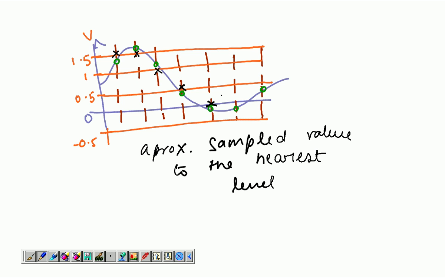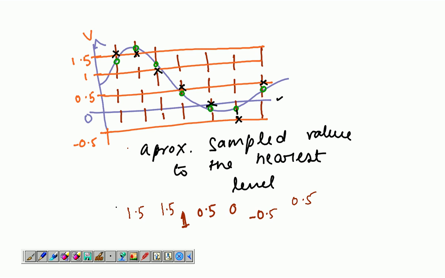0 is also a quantization level, right? And again a 0, I guess. Okay, let's just take 0.5. Let's just assume this is closer to 0.5, and this is 0.5. So now let's write down these values. We have 1.5, 1.5, 1, 0.5, 0, negative 0.5, and a 0.5 again.